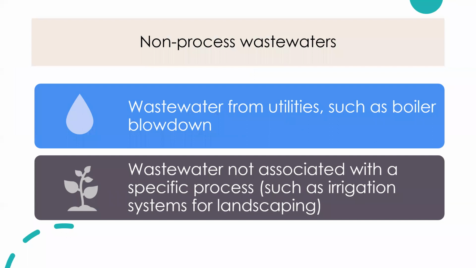We also have non-process wastewaters. So these are any from your utilities on site, such as your boiler blowdown, maybe AC condensate, any of that water. And wastewater not associated with specific processes as well. So if you're irrigating your site or you have landscaping, that could be a time when you would have this type of water going on. So both of these, the non-process and the process wastewaters, are covered under a different permit than your stormwater.